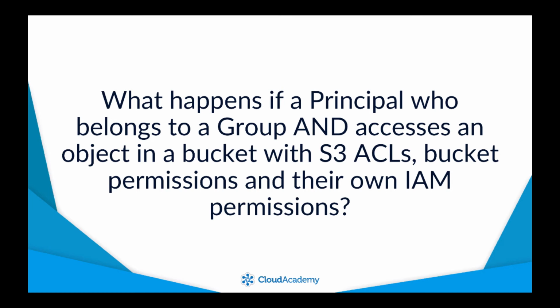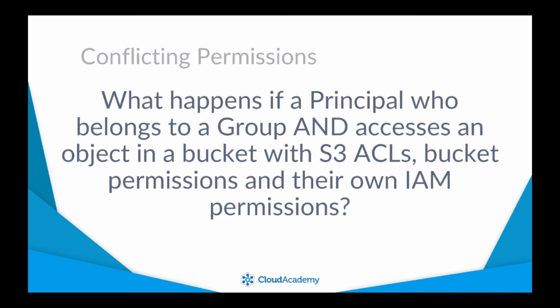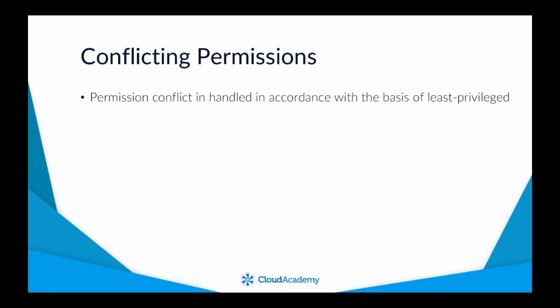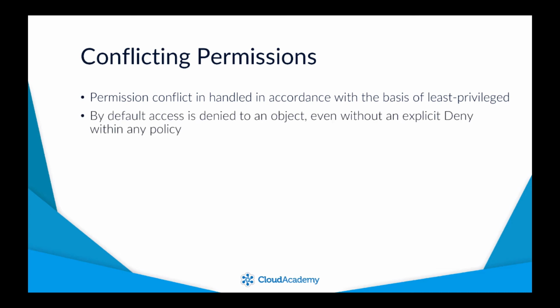Within all of this authorization applied to the principal, how is access governed if there are conflicting permissions to the object in the bucket that they are trying to access? Well, AWS handles this permission conflict on the basis of least privilege. Essentially, by default, AWS dictates that access is denied to an object, even without an explicit deny within any policy.